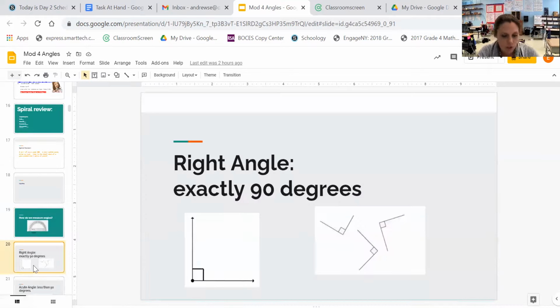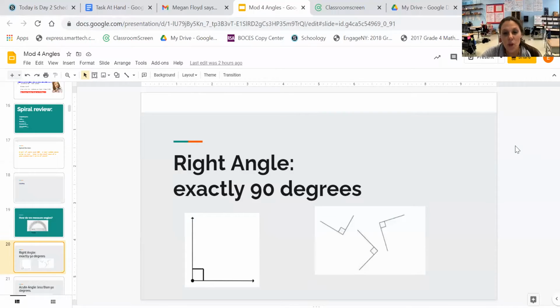So first, what I'd like you to do is, on your little piece of paper, cut out the term right angle, and we're going to glue it right under angle from yesterday. So we're going to glue right angle here, and then the definition, which goes under it, is an angle that measures exactly 90 degrees. So go ahead and do that for me.